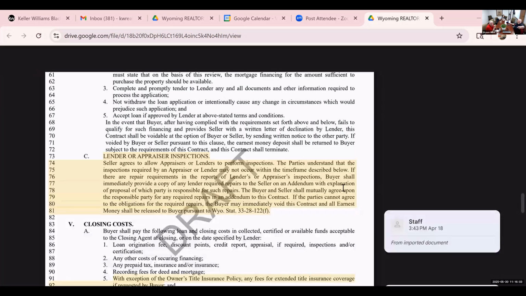The contract actually says that the buyer shall immediately provide a copy of any lender required repairs to the seller on an addendum with explanation of proposal of which party is responsible, and the buyer and seller shall mutually agree upon the responsible party for any required repairs in the addendum. So honestly, appraisal repairs that are called out aren't automatically the responsibility of the seller. They are not, they have to be mutually approved. Yes. We still battle it a little bit, because if you're going to list it that way, I'm probably going to pressure you to say, look, you listed it that way, you knew it was that way.